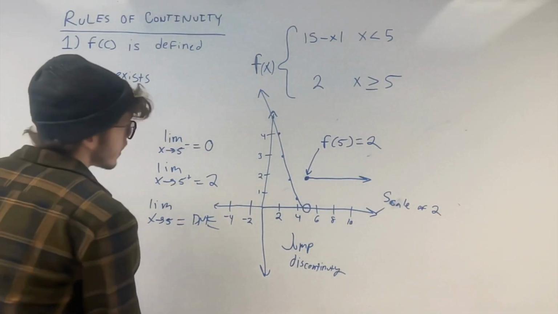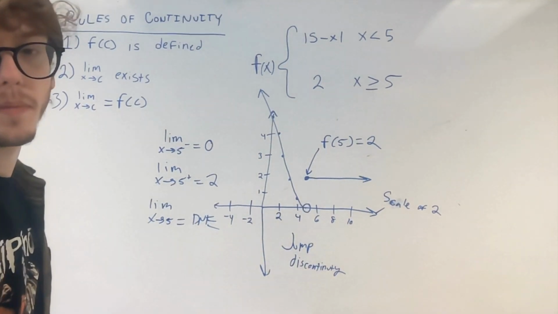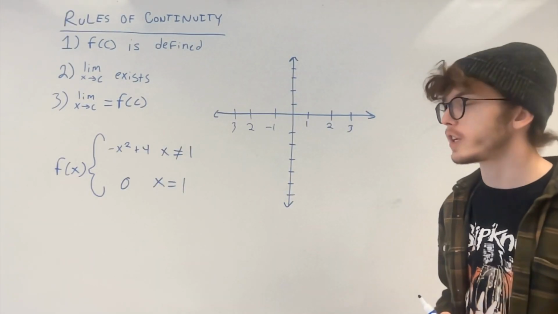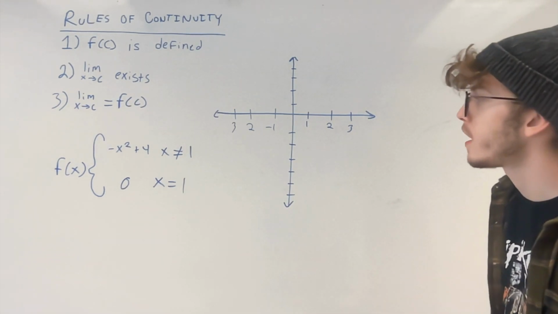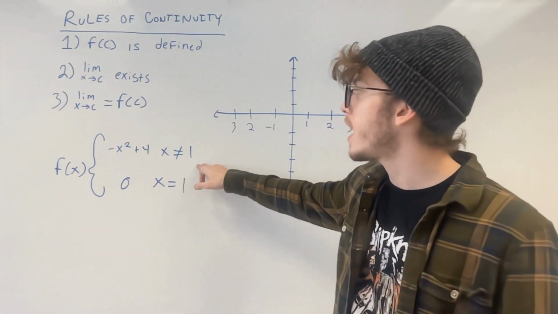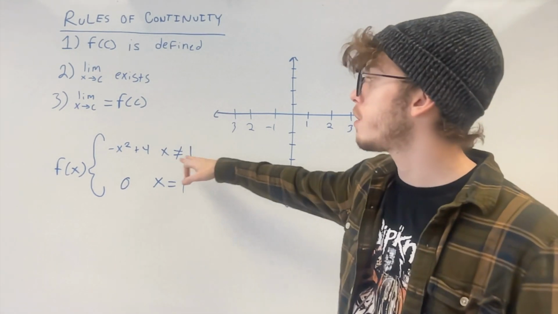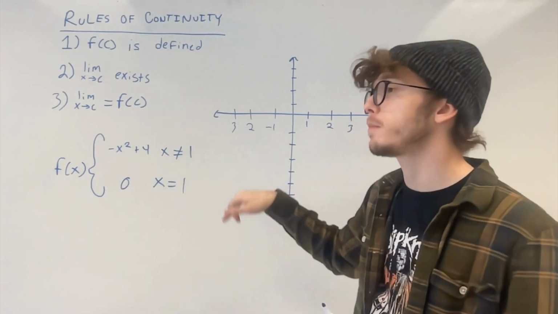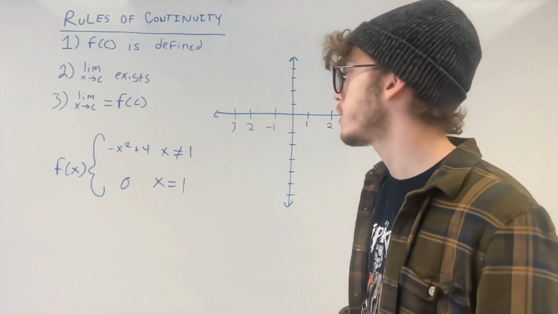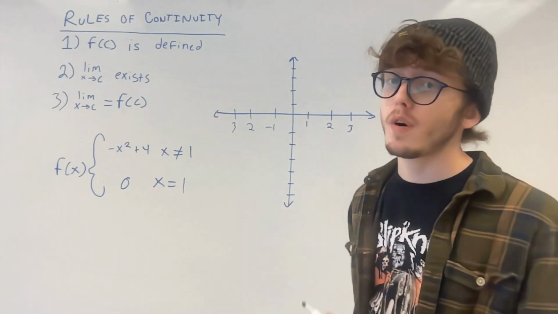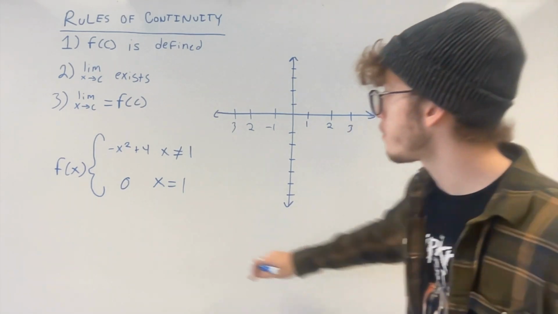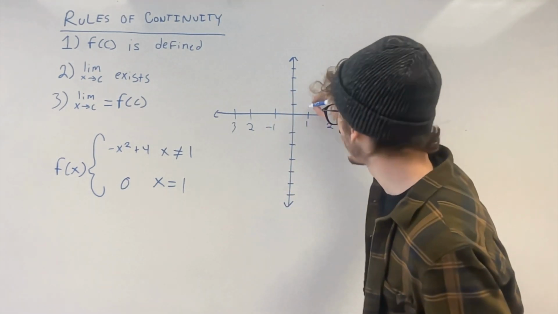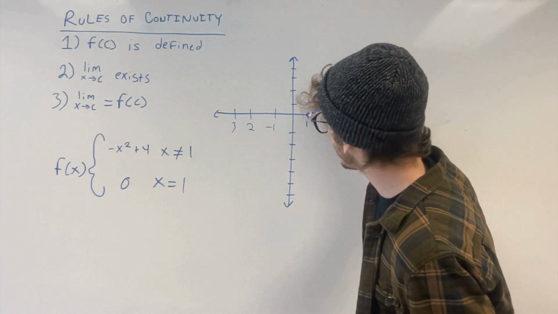Now let's work out another problem. So here I have a function, a piecewise function. F of x is, if x is not equal to 1, we follow a parabolic negative x squared plus 4 kind of character. But when x is equal to 1, your output's going to be 0. So let's just graph the first part here. When x is equal to 1, the output is 0.